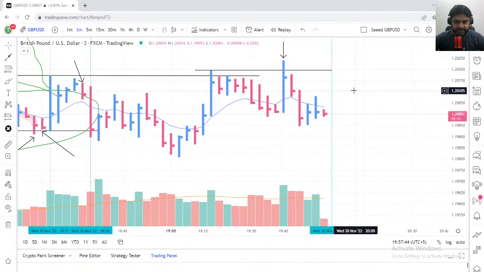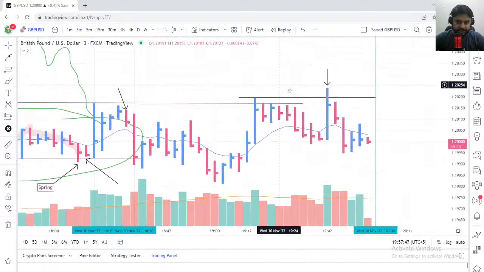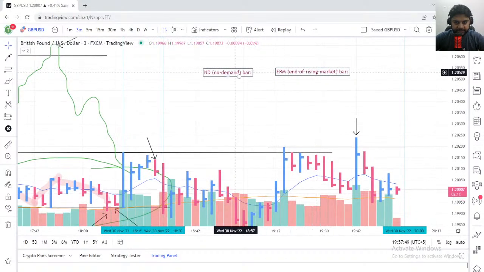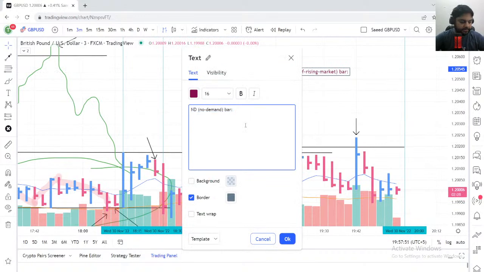Okay, the time is drying up, so I will discuss a little bit about this no demand bar and then we will put on a trade also. A no demand bar is a bullish bar, so it's a green bar.